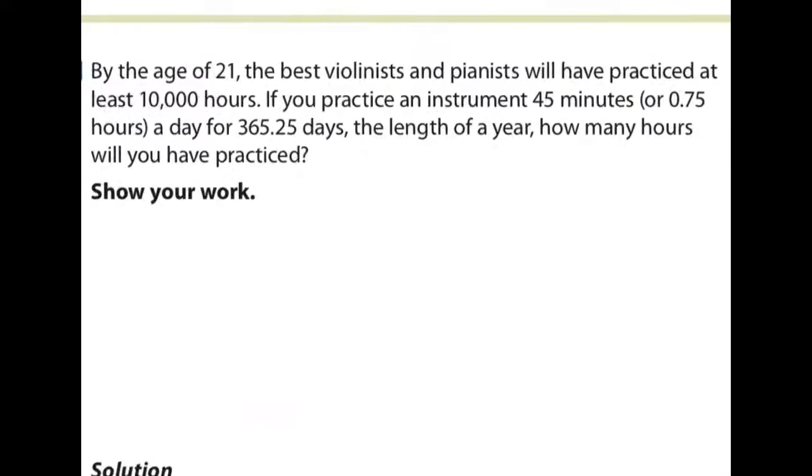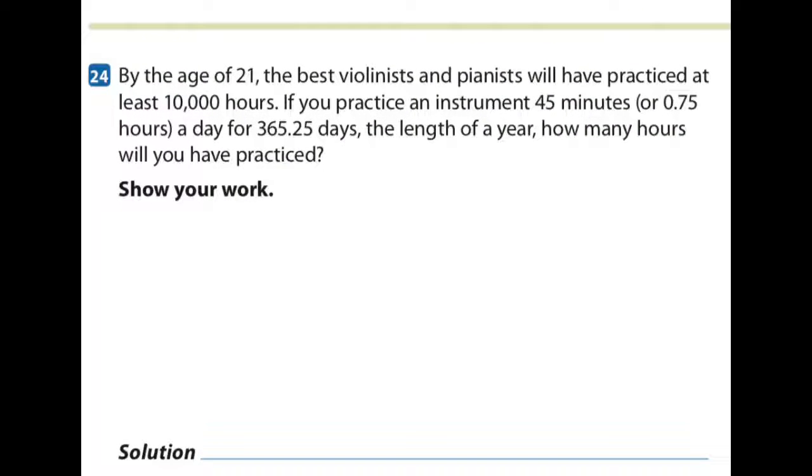Okay, let's see how you did. So in number 24, it says, by the age of 21, the best violinist and pianist will have practiced at least 10,000 hours. If you practice an instrument for 45 minutes, or 0.75 hours, so that's 3/4 of an hour, a day for 365.25 days, the length of a year, how many hours will you have practiced?